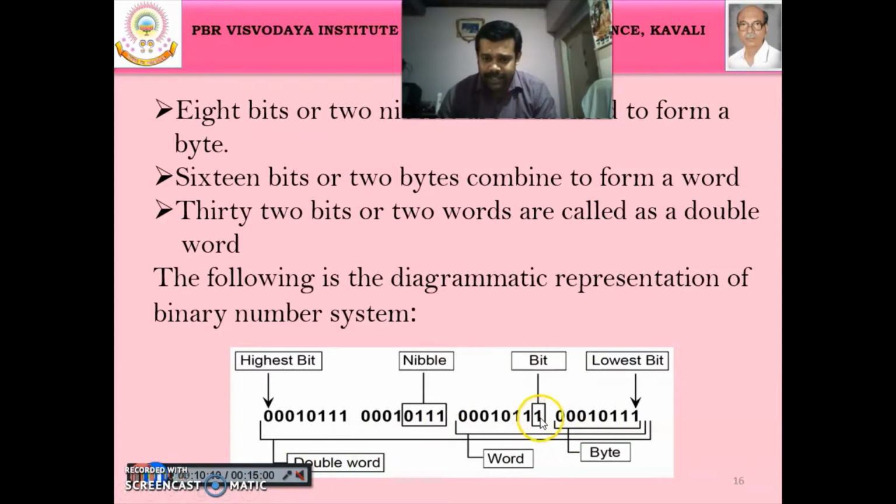Now, one single digit is called a bit. This is the lowest bit and this is the highest bit. The lowest bit is called the least significant bit, and the highest bit is called the most significant bit. And 4 bits combine to form a nibble, 8 bits combine to form a byte, and 2 bytes combine to form a word, that is 16 bits combine to form a word, and 32 bits combine to form a double word.